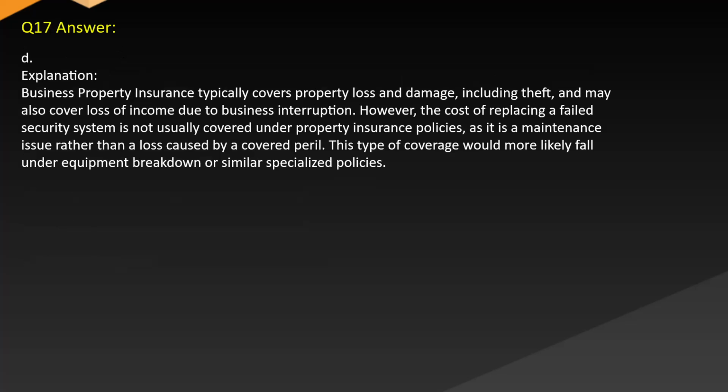Answer. D. Explanation. Business property insurance typically covers property loss and damage including theft and may also cover loss of income due to business interruption. However, the cost of replacing a failed security system is not usually covered under property insurance policies as it is a maintenance issue, rather than a loss caused by a covered peril. This type of coverage would more likely fall under equipment breakdown or similar specialized policies.